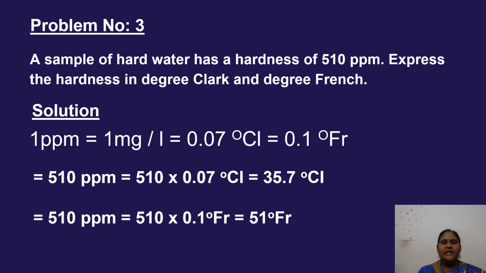1 ppm is equal to 1 milligram per liter, which is equal to 0.07 degree Clark, which is equal to 0.1 degree French. So we can convert the ppm into degree Clark as 510 into 0.07, which is equal to 35.7 degree Clark. For degree French, multiply by 0.1 and we get 510 into 0.1 is equal to 51 degree French.